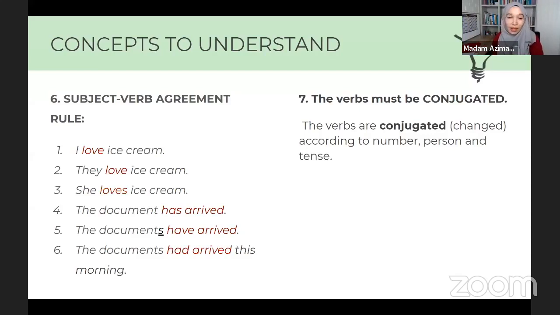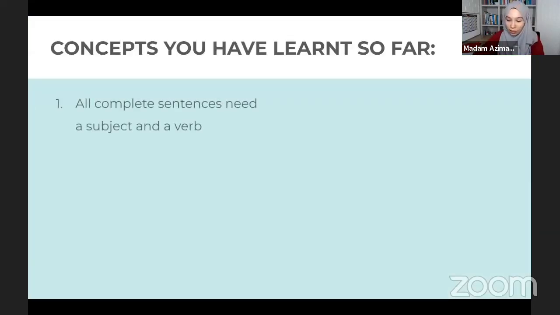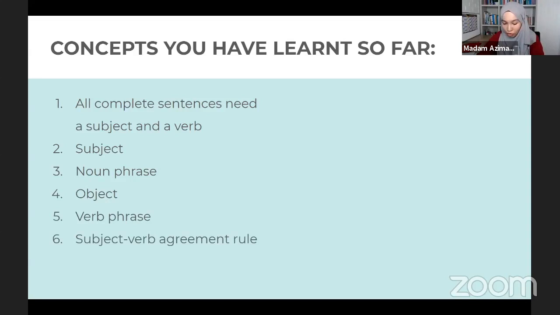So 7 concepts so far. Hopefully you're okay. And so let's review some of the concepts that we have learned so far. First concept is that all complete sentences need a subject and a verb. We've learned what a subject is. We've learned what's a noun phrase, object, verb phrase, subject-verb agreement rule, and then we've learned verbs must be conjugated. So far, these are the 7 things I need you to understand, hopefully. Did I get that correct? Or 7, I think. Okay, I think so.